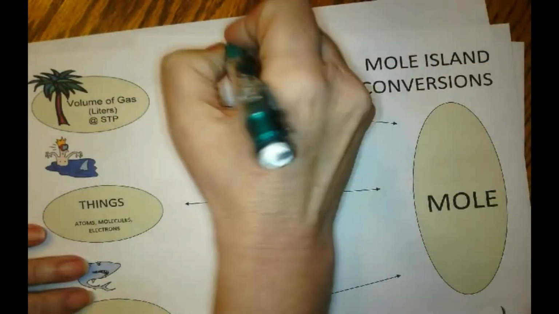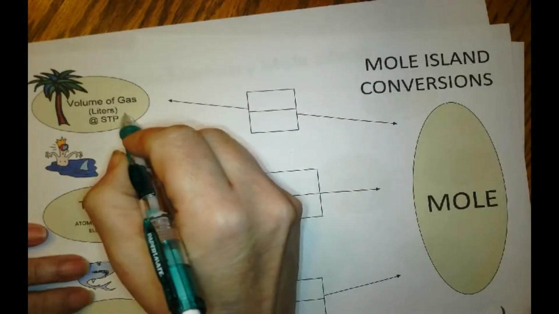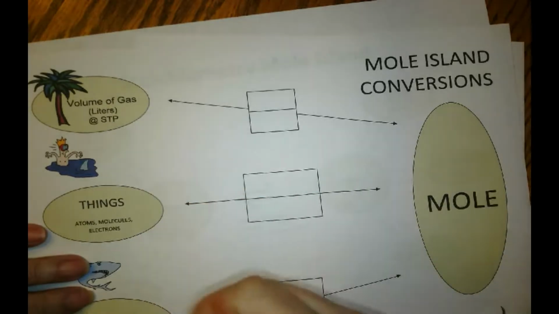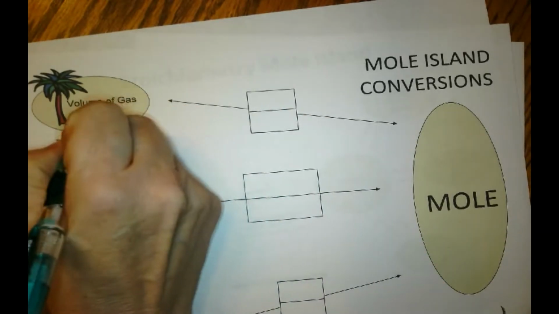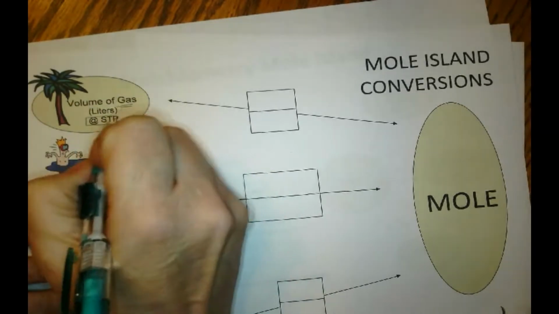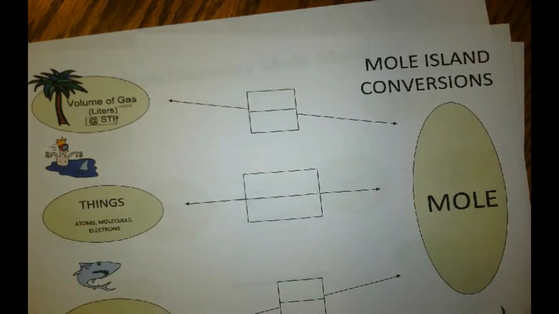Well, first of all, we're just converting liters to moles, things to moles, grams to moles. You now know what standard temperature and pressure is. This is for gases, and our conversion factor only works at standard temperature, which is 0 degrees C, 273 K, and pressure at 1 atmosphere.